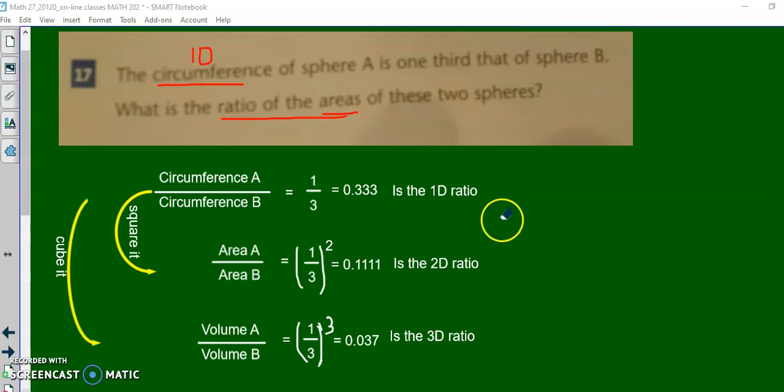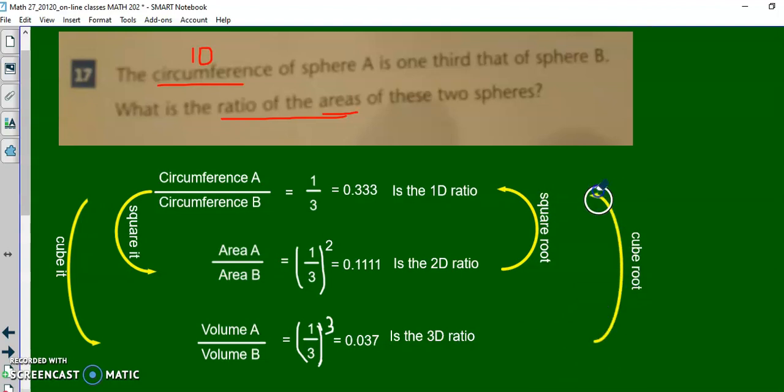And if you have the 2D ratio and you want to get back to the 1D ratio, well then you just take the square root. And if you have the 3D ratio and you want to get to the 1D ratio, you would take the cube root. So the arrow is pointing this way.